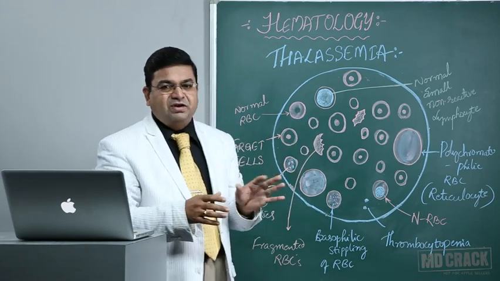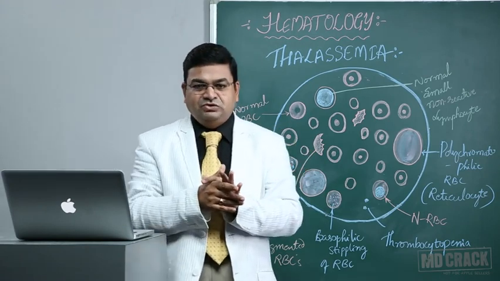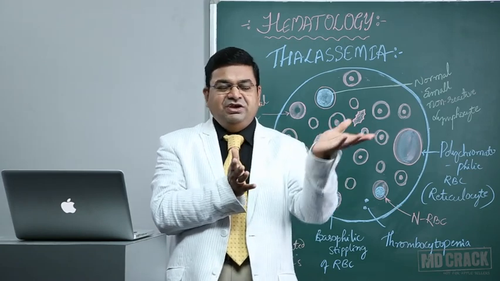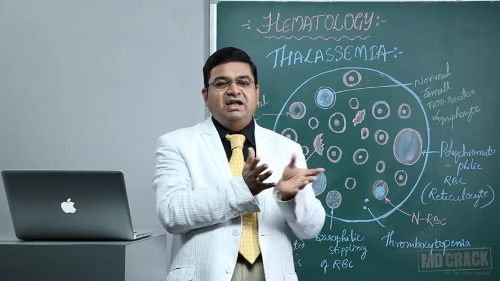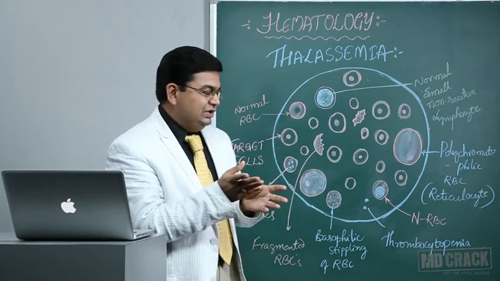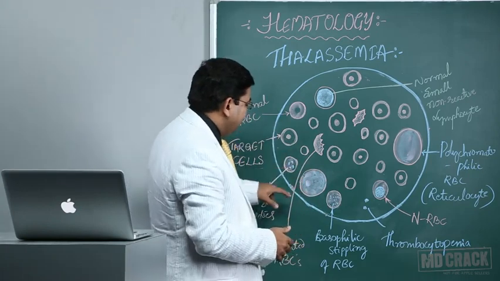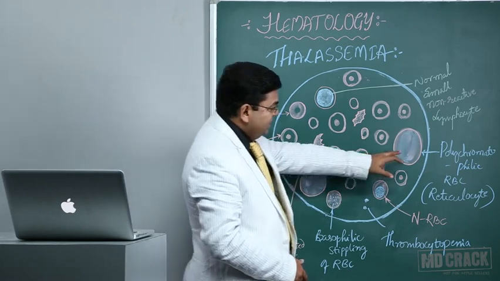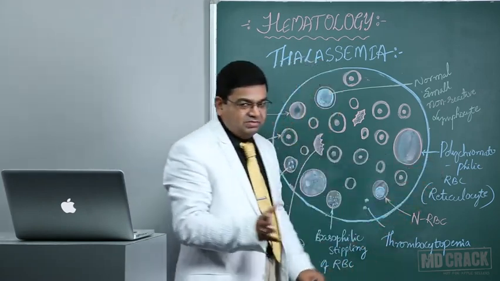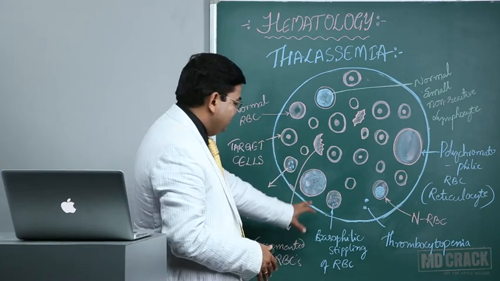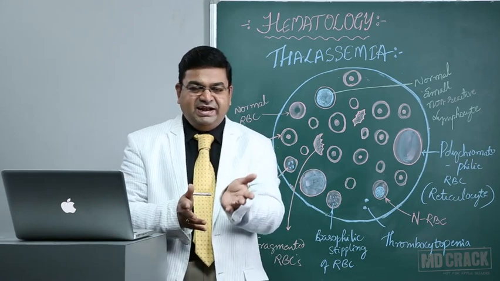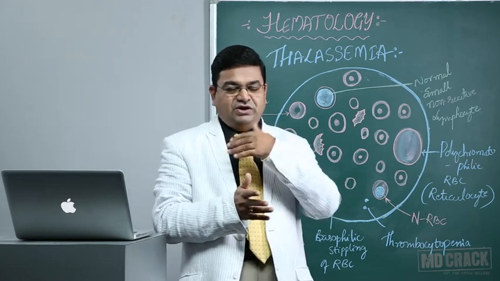There are no pencil forms, there are no teardrop forms. Pencil forms are the ones you will see mainly in iron deficiency anemia. You will not see many target cells in iron deficiency anemia; you can see occasional ones. Along with that, there are other findings by which you can conclude. There are a good number of polychromatophilic RBCs, which are juvenile RBCs. Whenever you see a good number of polychromatophilic RBCs, it again indicates that the reticulocyte count will be more.